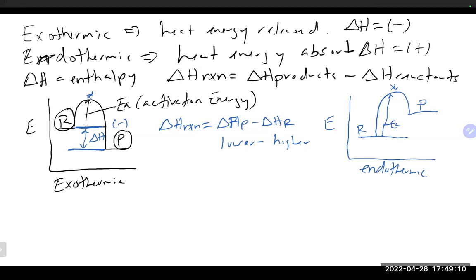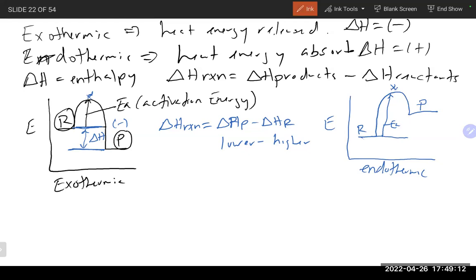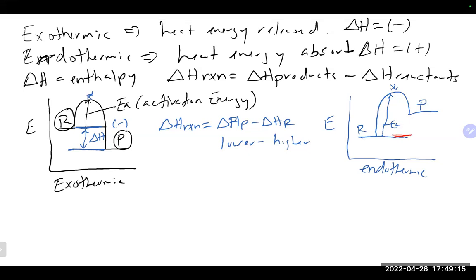To calculate the delta H for this reaction, it is, again, the difference between the reactants energy and the products energy. And it would end up being a positive number for the same reason, or delta H of our reaction. Our products, which is a higher number, minus a lower number, which is our reactants. A larger number minus a smaller number, however you want to look at it, will give you a positive value for delta H.